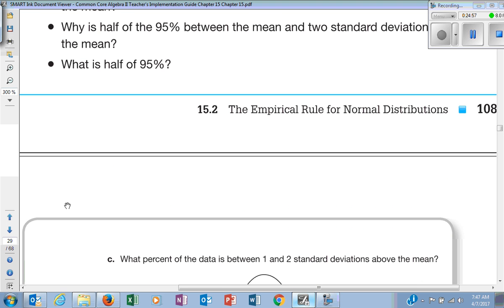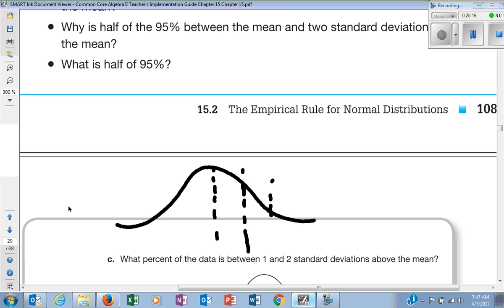I think this is awesome because this is going to be a huge part for everything else that we do, understanding this bell curve. What percent of data falls between 1 and 2 standard deviations, above the mean? So I draw my curve. This is my mean. This is 1 standard deviation. This is 2 standard deviations. Correct?